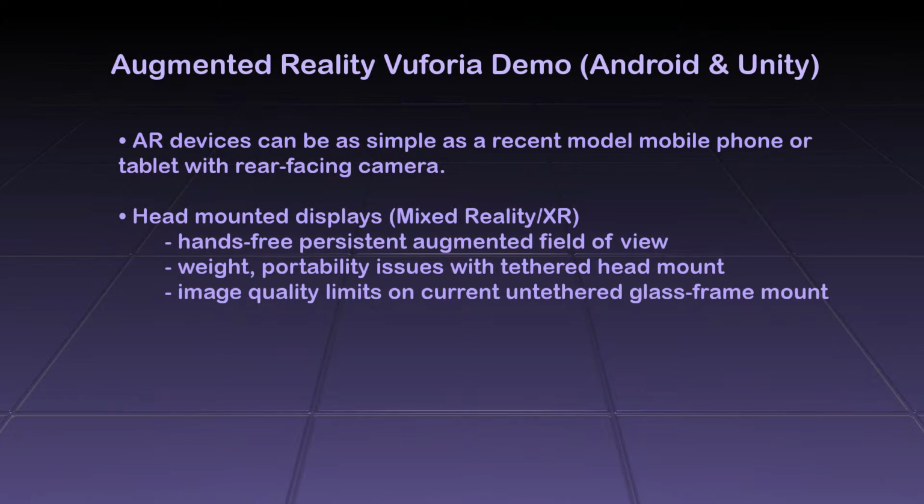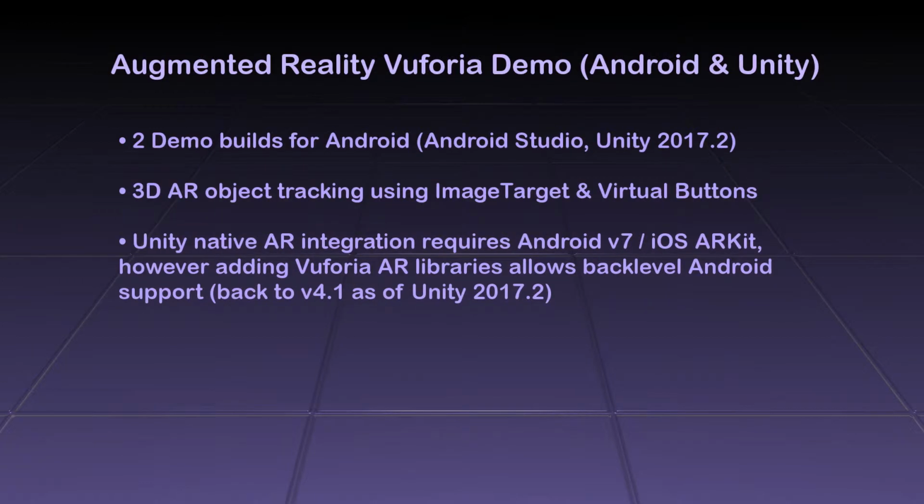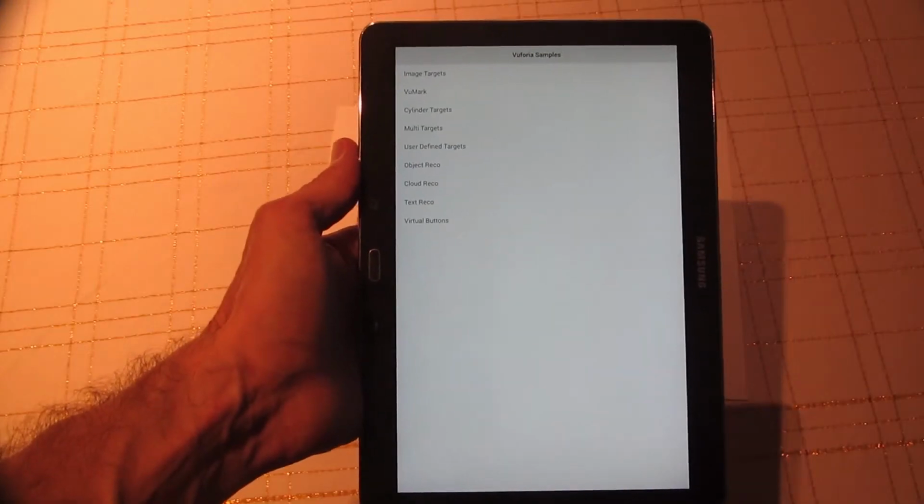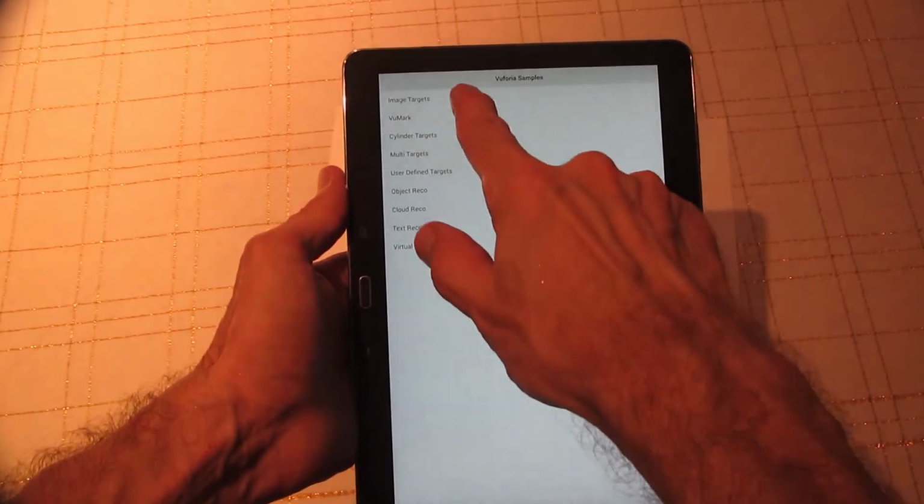AR devices can be something as simple as a recent model mobile phone or tablet with camera. Head-mounted AR devices can be more useful for hands-free operation and keeping virtual objects in the field of view, but typically there are weight and portability issues with tethered head-mount devices and image quality limitations on current untethered glass frame devices. This video will demo 3D AR object tracking using image target and virtual buttons, as they are reliable and simple to implement.